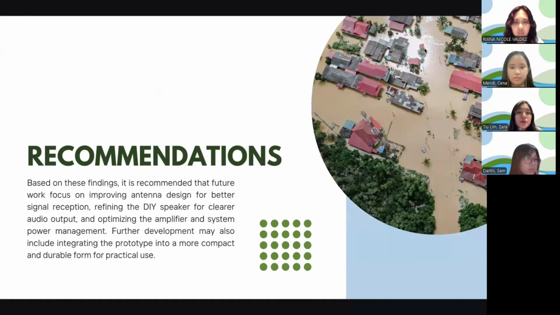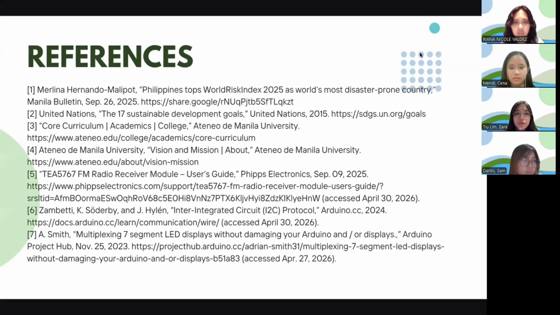And finally, we recommend several improvements to enhance this prototype, such as refining the antenna design, upgrading the DIY speaker system, and exploring more compact weather-resistant housing for better field durability. The development of this project was supported by these references.